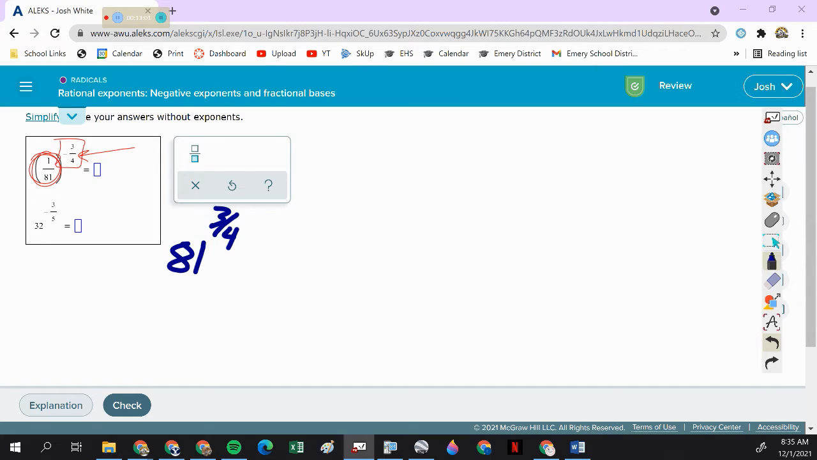So the negative flipped the base upside down, and now I have 81 to the 3/4. When we convert that, we get the 4th root of 81 to the 3rd. Okay, and here's why I prefer to put the exponent outside. 81 to the 3rd is a huge number, right? 81 times 81 times 81.